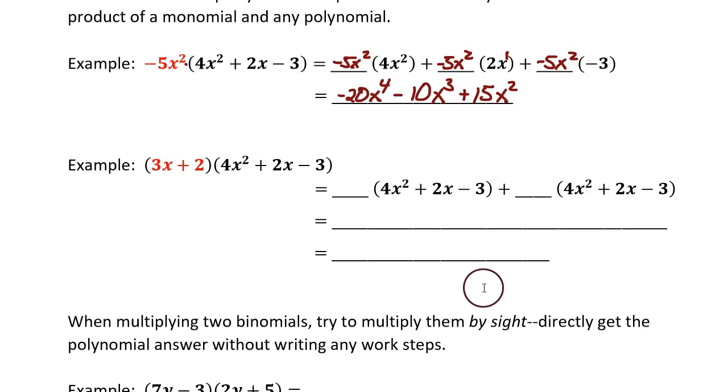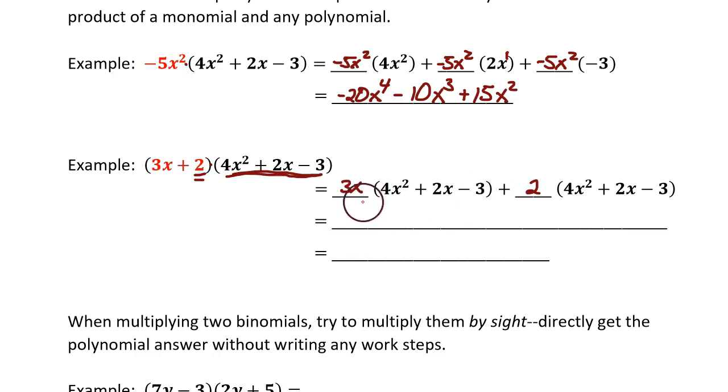Here's another example. Multiply the binomial in red ink times the trinomial in black ink. I've left some blank spots. What's missing? On the first blank, what's missing is the 3x. The 3x gets multiplied to this entire trinomial. On the second blank, what is missing? It's the 2. The 2 has to be multiplied to this entire trinomial. After we've started the problem, let's do the next work step.